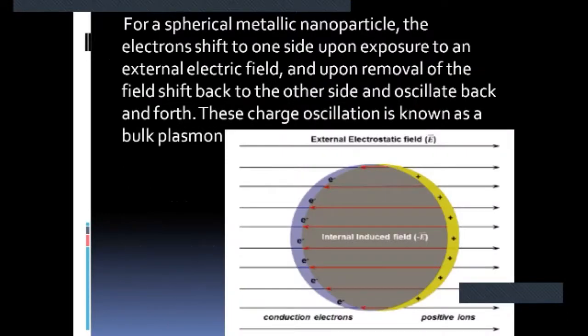So in this image we have a spherical metallic nanoparticle, and when we apply the electric field the electrons will shift to one side, and when we remove the field the electrons shift back to the other side and will oscillate back and forth, and the charge oscillation is known as bulk plasmons.